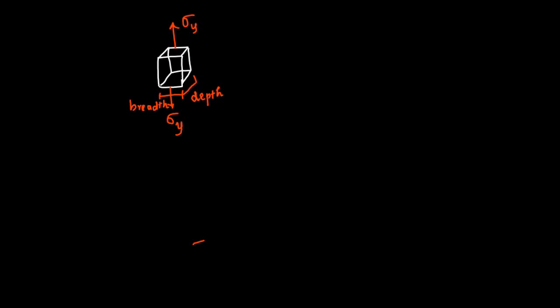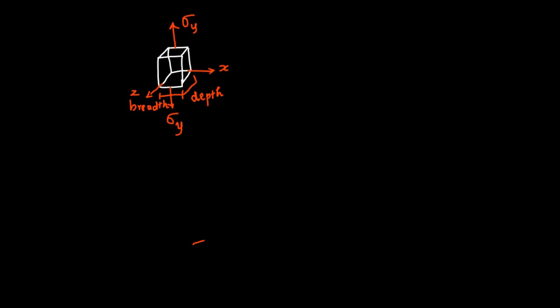Now, which means that there is also strain that is produced along the z direction. We can call this the z direction. And there is also strain that is produced along the x direction. So the strain is actually produced along three directions. One is the y direction, the x direction, and the z direction.